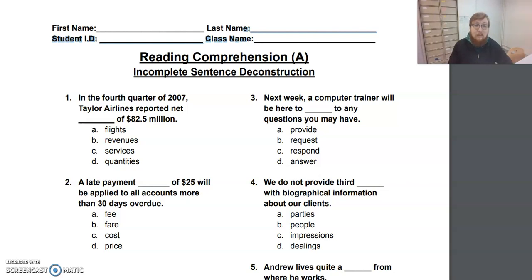Question 2: a late payment blank of $25 will be applied to all accounts more than 30 days overdue. Again, another situation where all of the options are different words. The roots are completely different. They're connected by semantic field, but that's about it. So unless you really understand the jargon, you're not going to be able to say that in this context it's fee. In class, some students thought that it was cost, which is closely related to fee, but there is a slight difference between the two words.